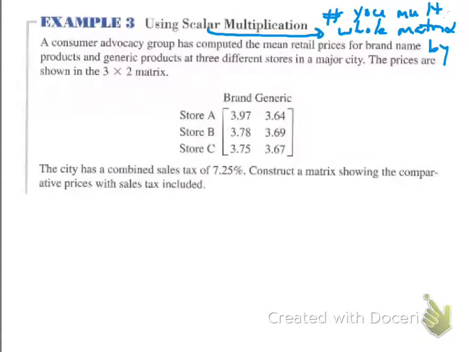Okay, now scalar multiplication. A scalar is a number that you multiply the entire matrix by. So every single number inside the matrix gets multiplied by this one number called a scalar.